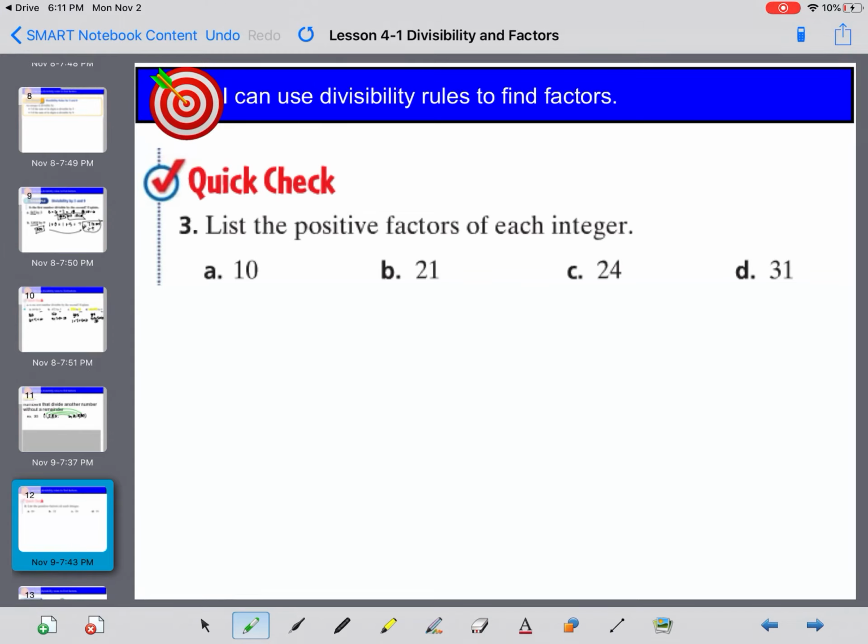Can you list the positive factors of these 4 numbers? Pause the video, write out your factors, and come on back to compare your answers to mine.